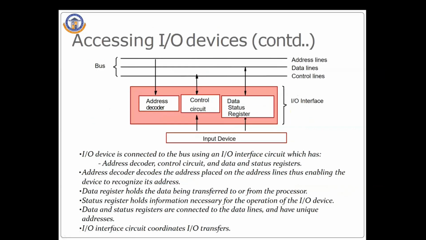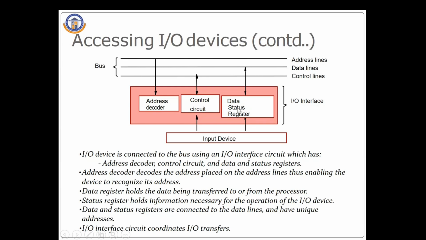So this is how we access the I/O device. This is the internal structure of the input device. It will be connected to the processor via the bus lines. As I said, we have three bus lines: address lines, data lines, and the control lines. And between the I/O device and the bus, we have an I/O interface.